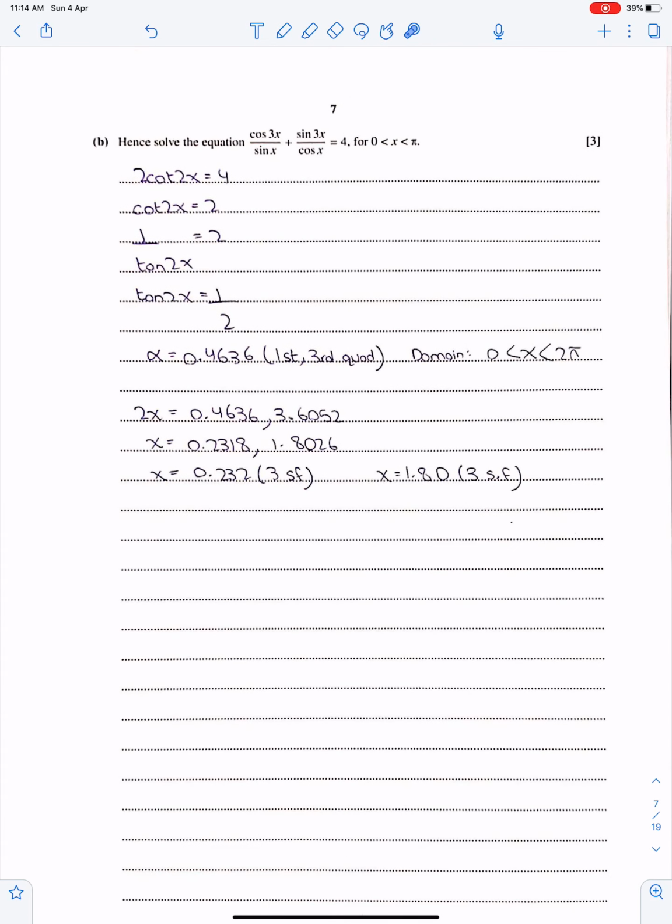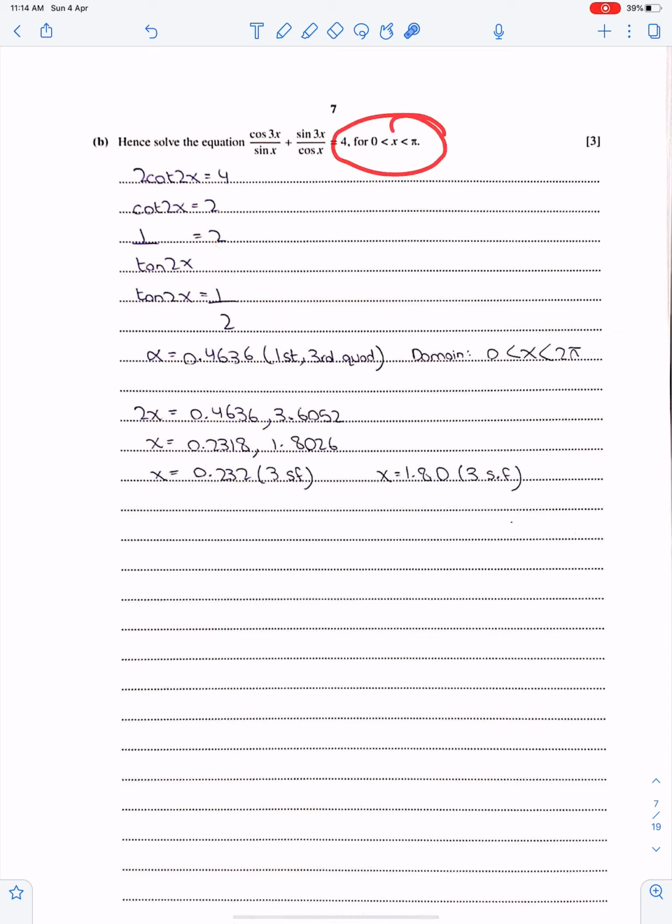This thing is very simple. We have to solve this. So instead of solving this, we will solve this: 2 cot 2x = 4, and replace cot by tan. Cot is the reciprocal of tan. So 1 upon 2 tan, 1 upon tan 2x is 2. So tan 2x is half.